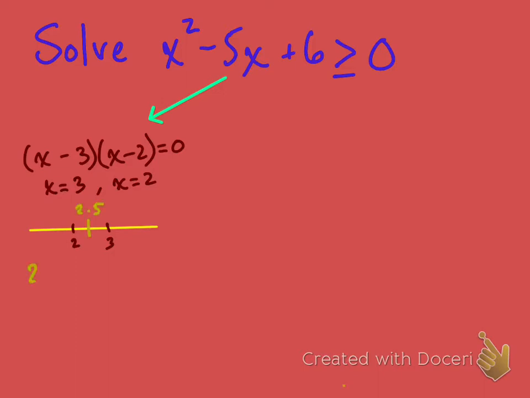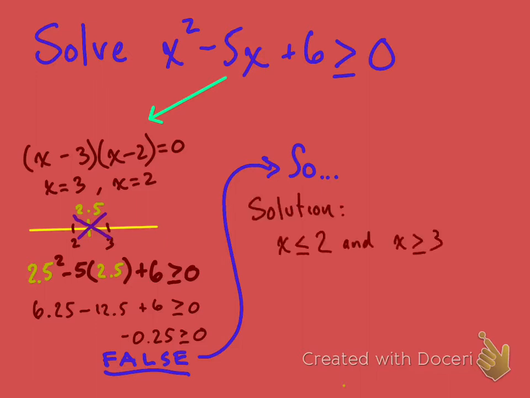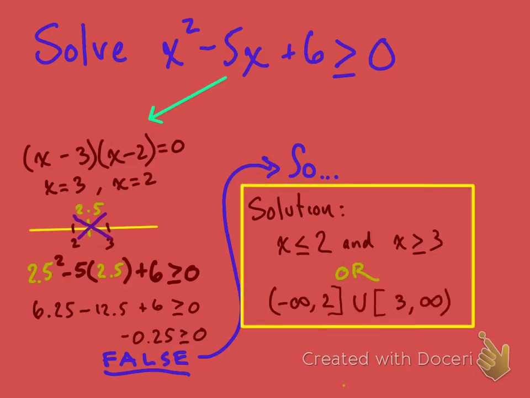So I tested a number from the central interval in the inequality itself, and I ended up with a false statement. 2.5, which is a number in between 2 and 3, does not make a true statement, and therefore that interval is not the solution interval that we're looking for. So the solution intervals are the other two: x greater than or equal to 3, and x less than or equal to 2. Those are the solution intervals. And here I'm showing you two different ways of expressing that solution, once with inequality symbols and once with interval notation. Okay, so that was a pretty fast recap of that process.